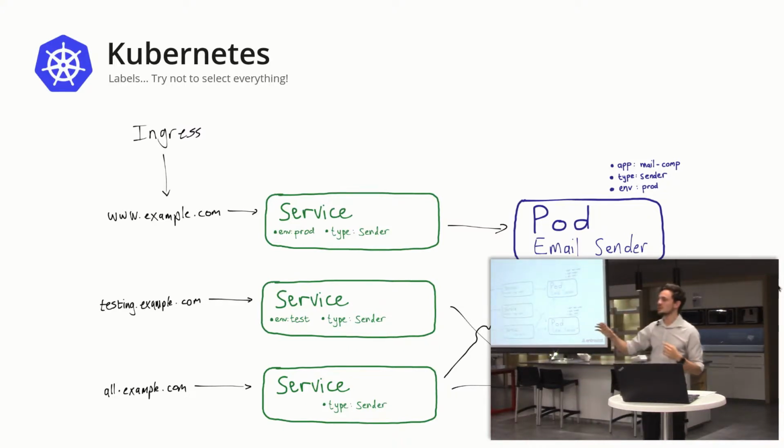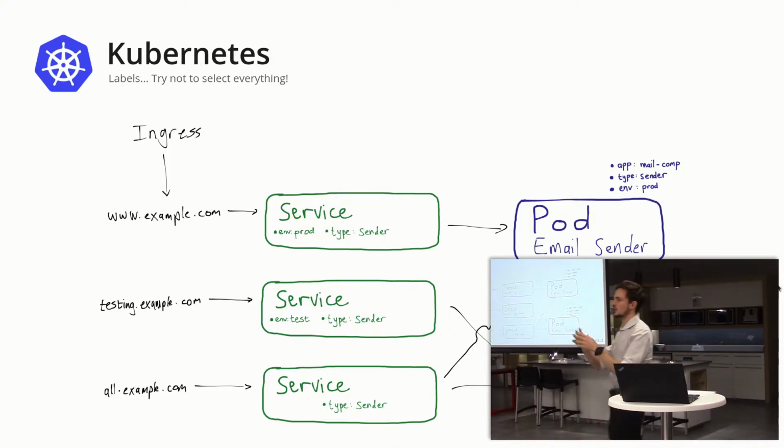So Kubernetes uses labels. And when I first started using Kubernetes, I thought this was the dumbest thing ever. I didn't want to label everything that I had inside my cluster. But everything about Kubernetes uses labels. And labels are actually super, super powerful because they allow you to select things on a very granular level and a very coarse level as well. So if we take a pod, let's say you've got your normal email sender, you could label it as the app is mail comp, the type is a sender, and the environment is prod.